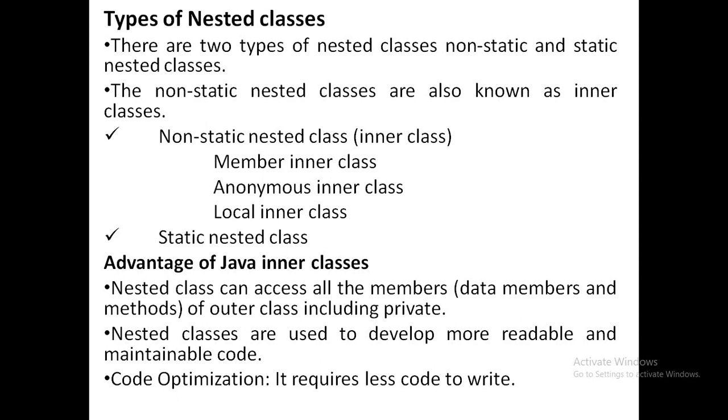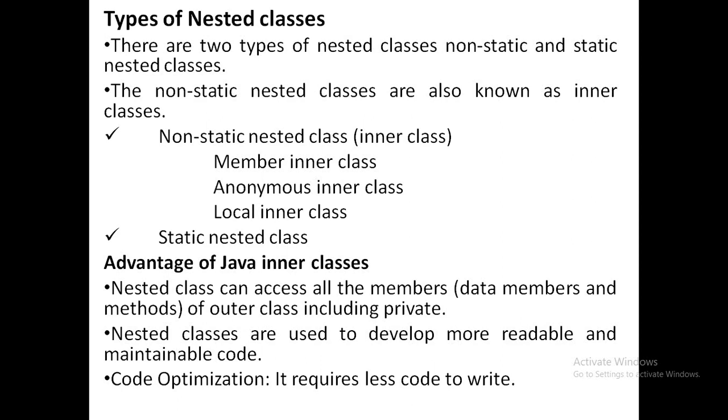Types of nested classes. There are two types of nested classes: non-static and static nested class. The non-static nested classes are also known as inner classes. These non-static nested classes are classified as member inner class, anonymous inner class and local inner class. Other than that, we also have static nested classes.